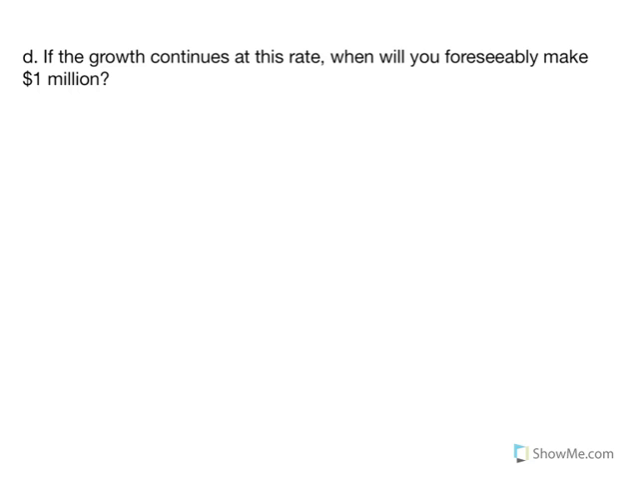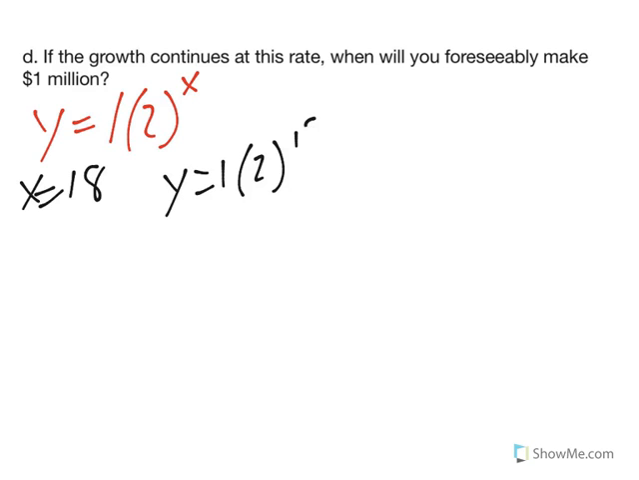All right, so letter D: if the growth continues at this rate, when will you foreseeably make $1 million? Well, I need to use my formula, y equals 1 times 2 to the x, and I want to know when this is going to equal 1 million. I know that after 12, I've got $40,000, which is not really all that close to $1 million. So I'm going to go with some bigger values. Let's say x is 18. So y equals 1 times 2 to the 18th power.